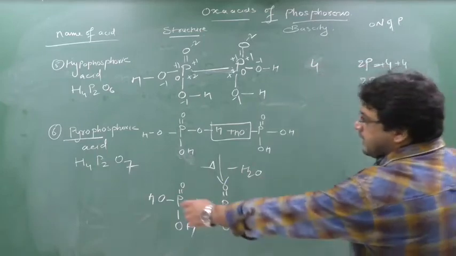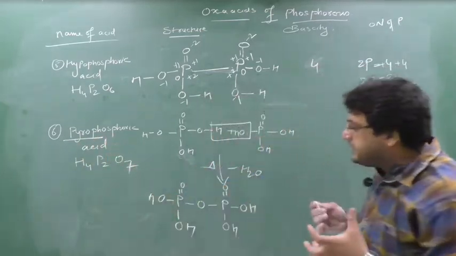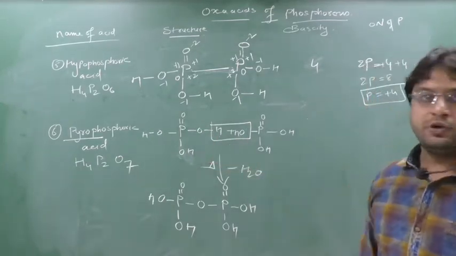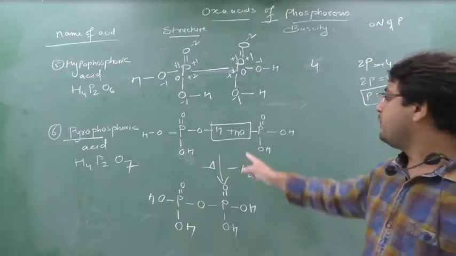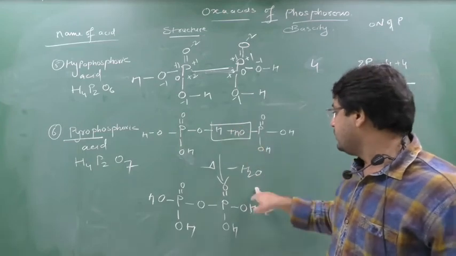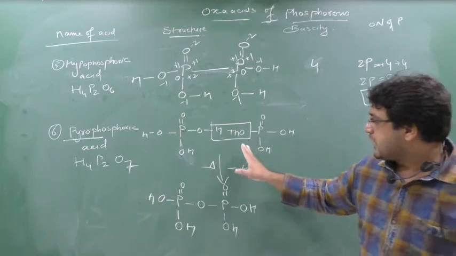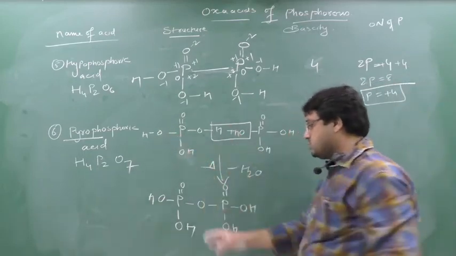What have I done? Pyrophosphoric acid means heating the phosphoric acid. So take 2 molecules of phosphoric acid and heat it. On heating, what will be removed? One molecule of water. So I remove one molecule of water, and the remaining structure is nothing but pyrophosphoric acid. I have just attached these two P's, so I got one structure.